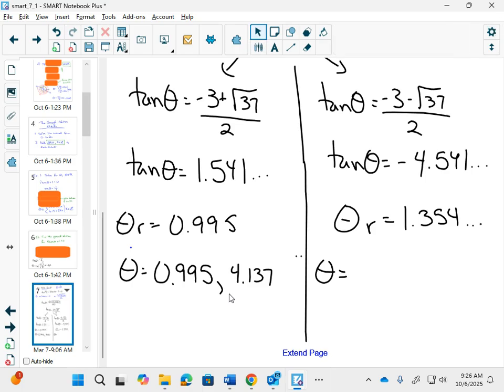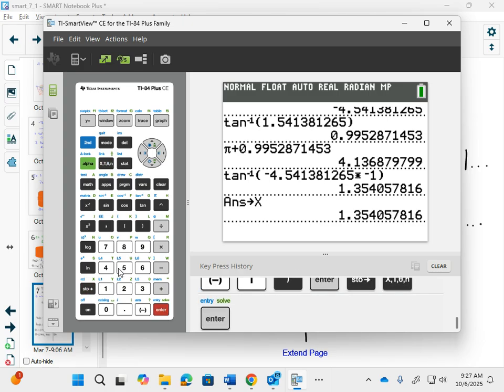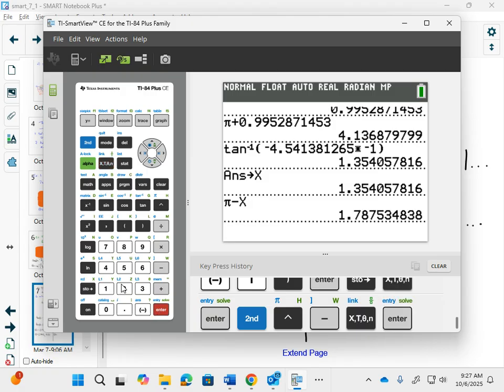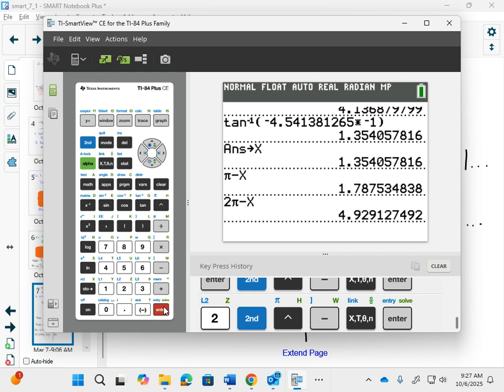And I've showed you this trick before on your graphing calculator. It's really handy, but I like to take this answer and hit my store button and store it as X. It just makes my calculations a little bit quicker because I need to find my angle in quadrant 2, which is pi minus my reference angle, and now I can just do pi minus X. And I need to find my answer in quadrant 4, which will be 2 pi minus my reference angle, so I can just go 2 pi minus X. So 1.788 and 4.929.